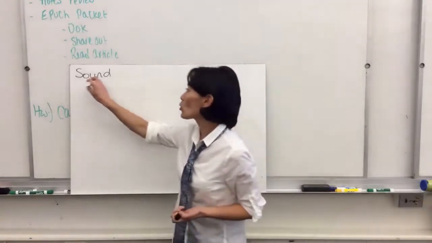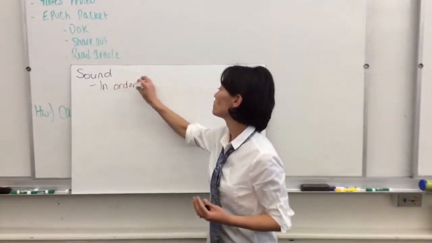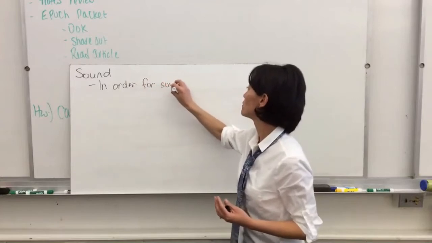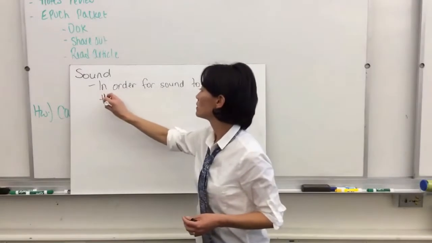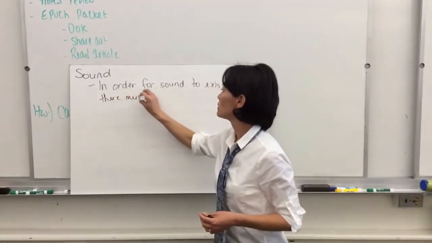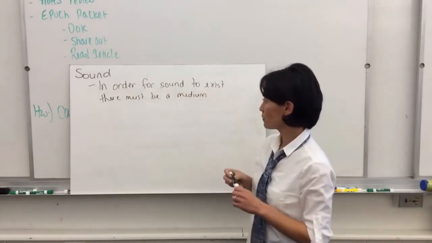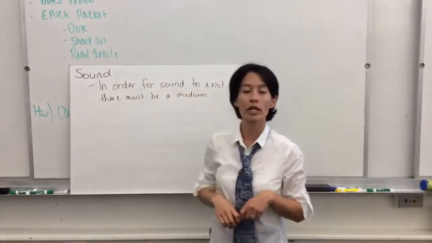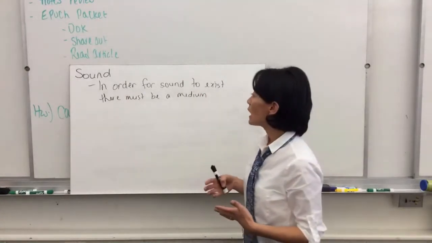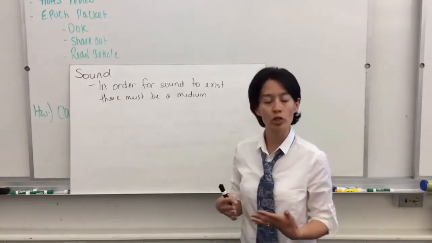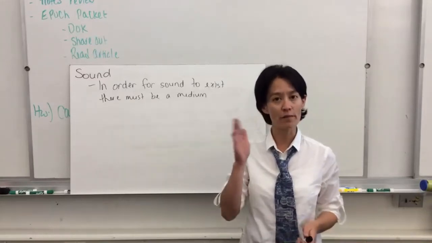So in order for sound to exist, there must be a medium. Sound is considered a mechanical wave, so it has to have a medium to travel through. And we discussed this idea earlier. If you're in a vacuum, sound cannot travel in a vacuum. It has to have something oscillating.